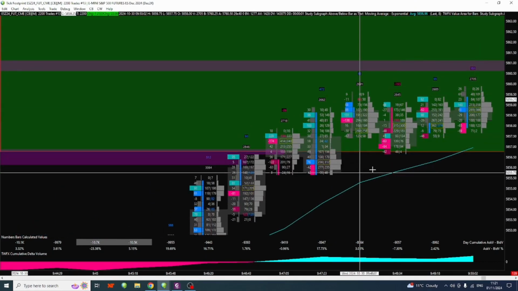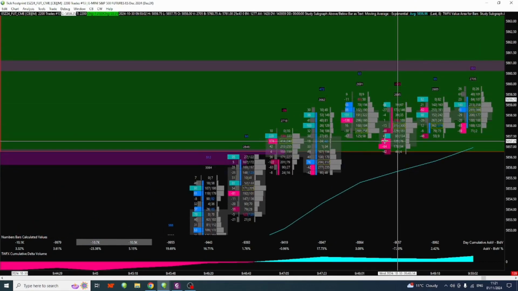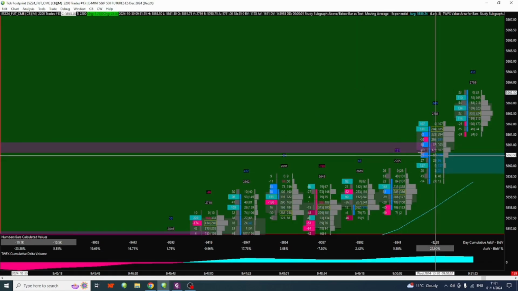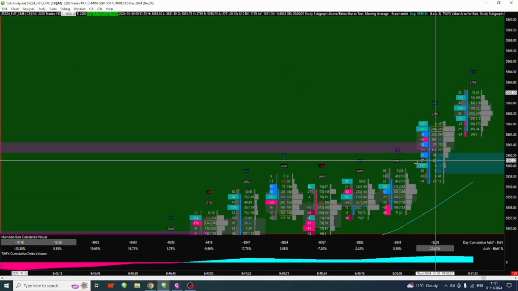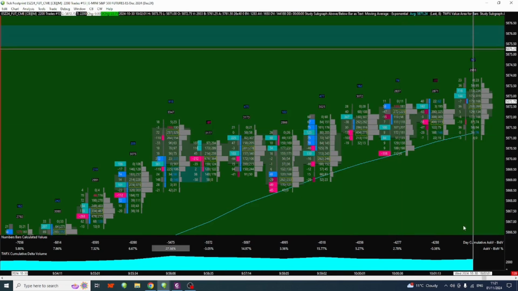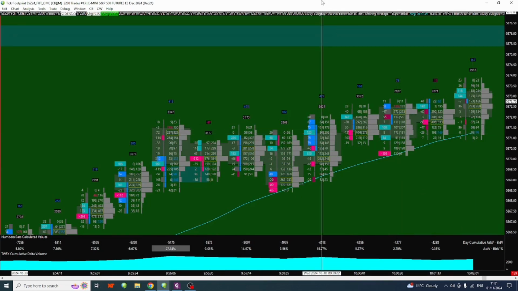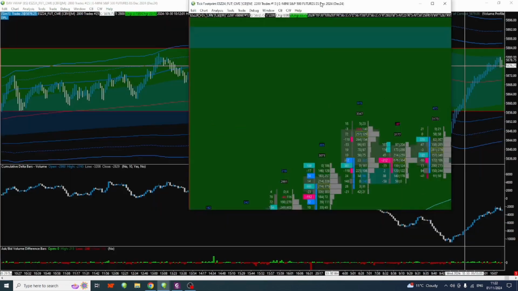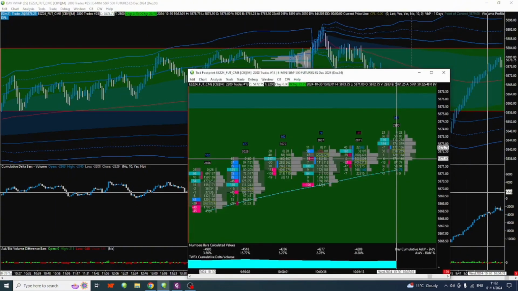On the pullback we had large delta at these lows with some imbalances, negative delta. Market couldn't follow through with these 84 and 63 sell orders, right? Couldn't follow through. Followed through here with strong buying, so this was kind of like my entry signal, and then we went all the way to the other side. So that was Wednesday. Now let me show you Thursday.